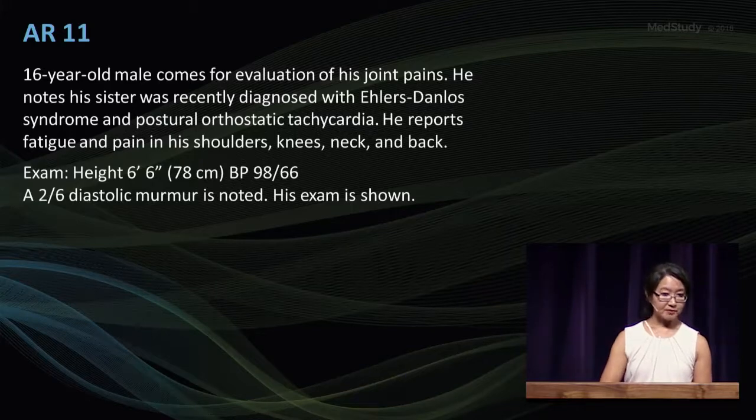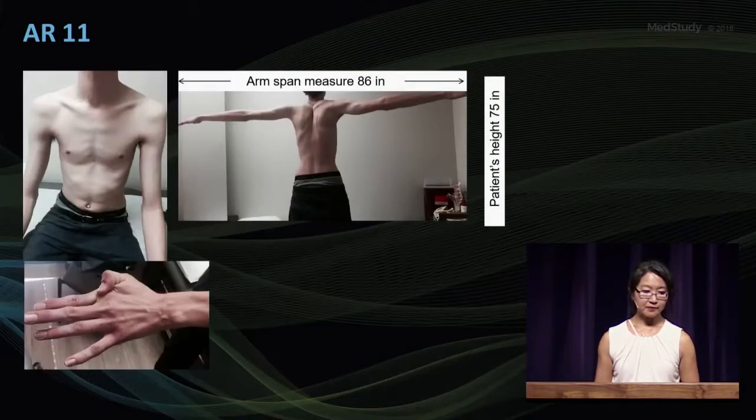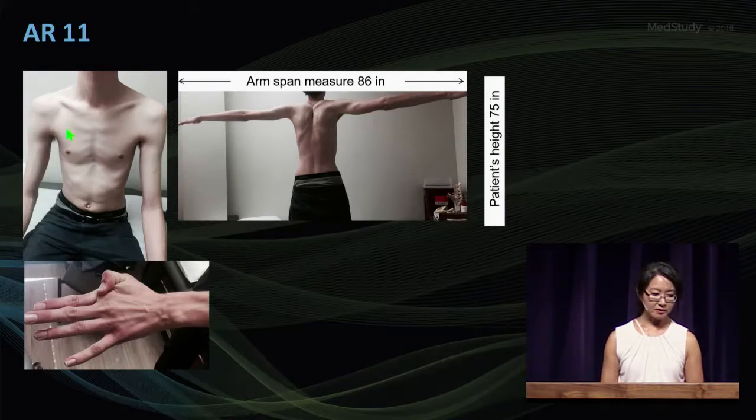All right, I'm going to give you this question. A 16-year-old male comes for evaluation of his joint symptoms. He notes his sister was recently diagnosed with Ehlers-Danlos syndrome and also postural orthostatic tachycardia, POTS. He reports fatigue and pain in his shoulder, knees, neck, and back. He's pretty tall. His blood pressure is a little bit low, and you hear a 2 out of 6 diastolic murmur. This is his exam. Look at his chest. This is pectus excavatum. His arm span measures 86 inches, but he's only 75 inches in height. And he can bring his thumb over his second MCP joint, which I can't do.